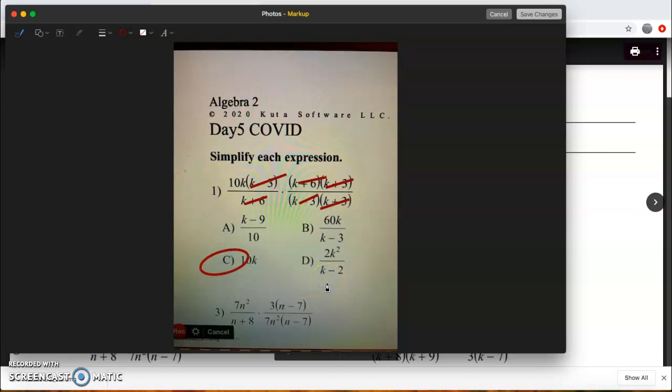That's how it works. So look for these factors that will cancel out. And it doesn't matter the order that they cancel out, just the fact that one is on the top and one is on the bottom. One is on the top, one is on the bottom. They could be vertically here, or they could also be diagonally here.